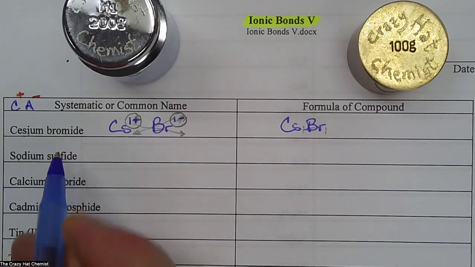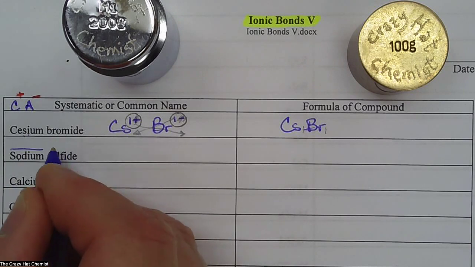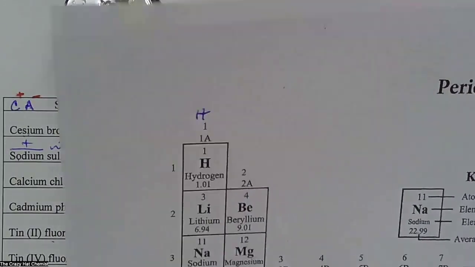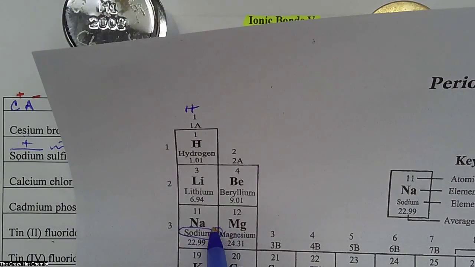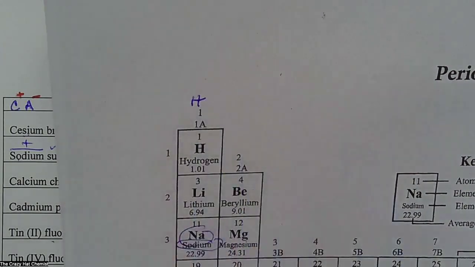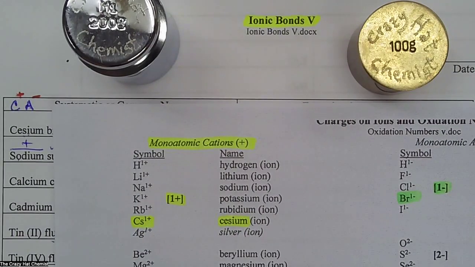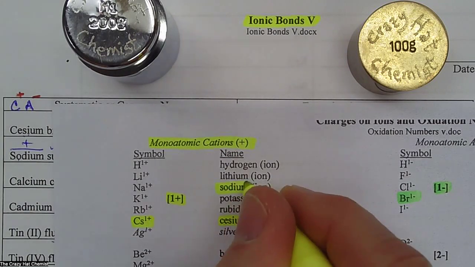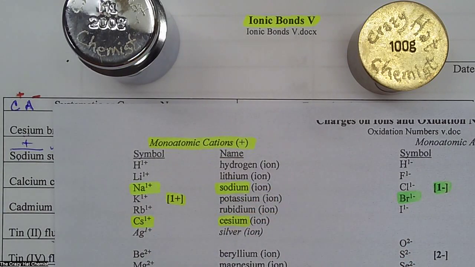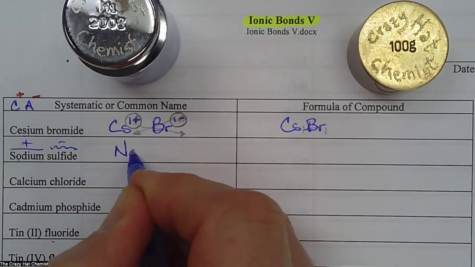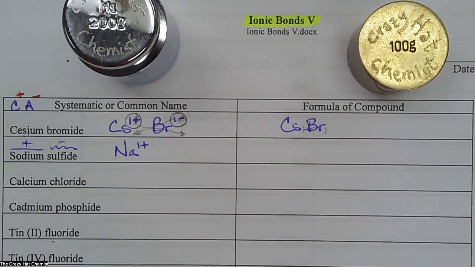The next one is sodium sulfide. So sodium is the cation and sulfide is the anion. So at least I know in relative areas where to look. So sodium. So I'm going to find sodium on my periodic table. It is right here. There's sodium. That's an Na. You can see that it's in the 1 plus category. So alternatively, you can find it on my ions sheet of paper. And that is sodium, and that is an Na, and that's in the monoatomic cations, 1 plus charge. So I'm going to write Na with a 1 plus, just like that.